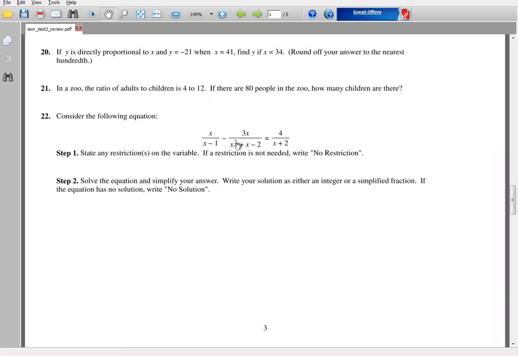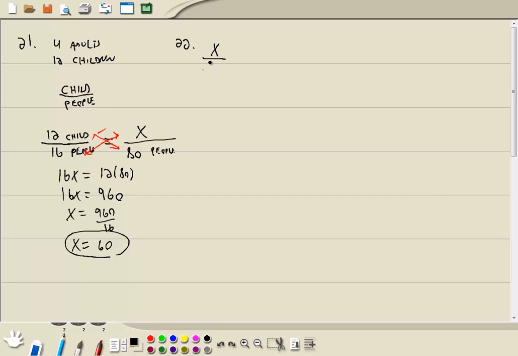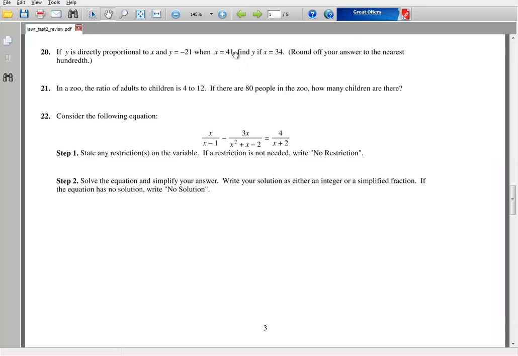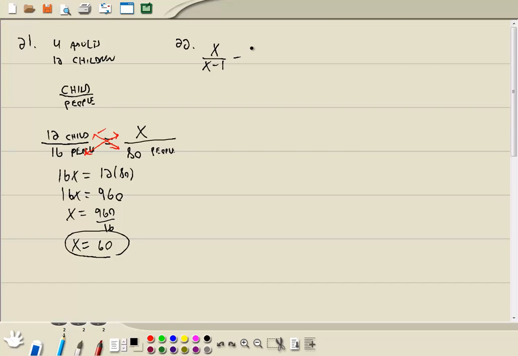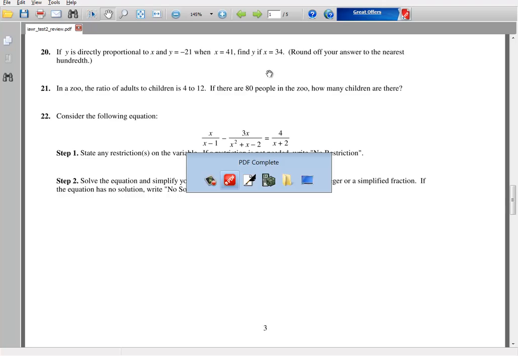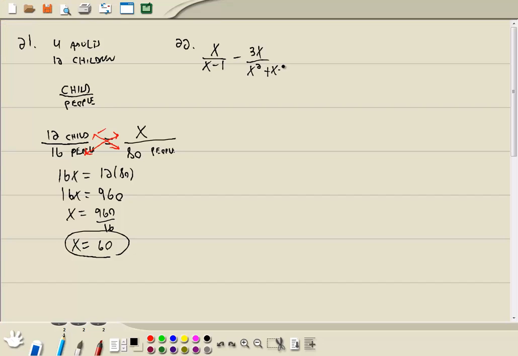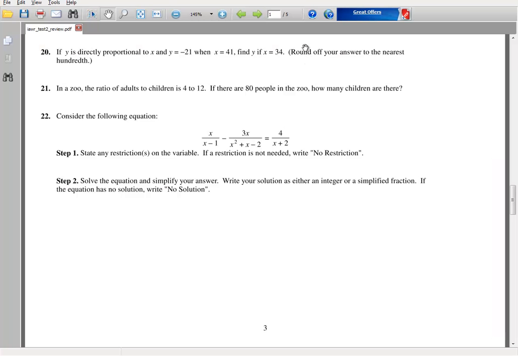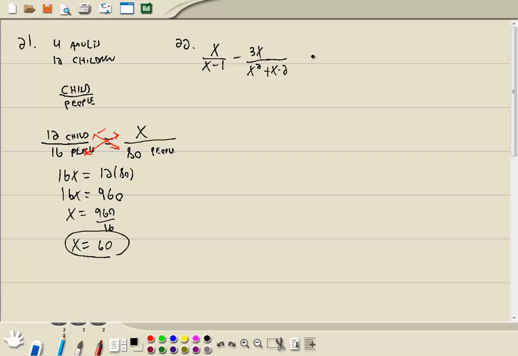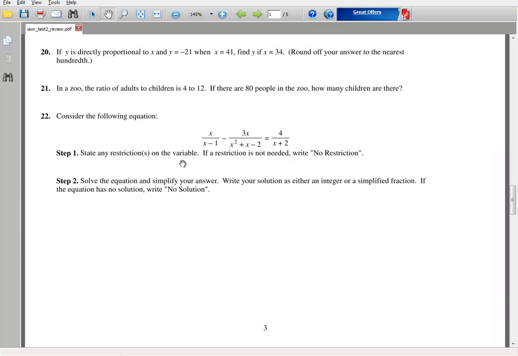Okay, number 22. Got x over x minus 1 minus 3x over x squared plus x minus 2 equals 4 over x plus 2. This is a rational equation, and they say state any restrictions on the variables. So let's do that first.